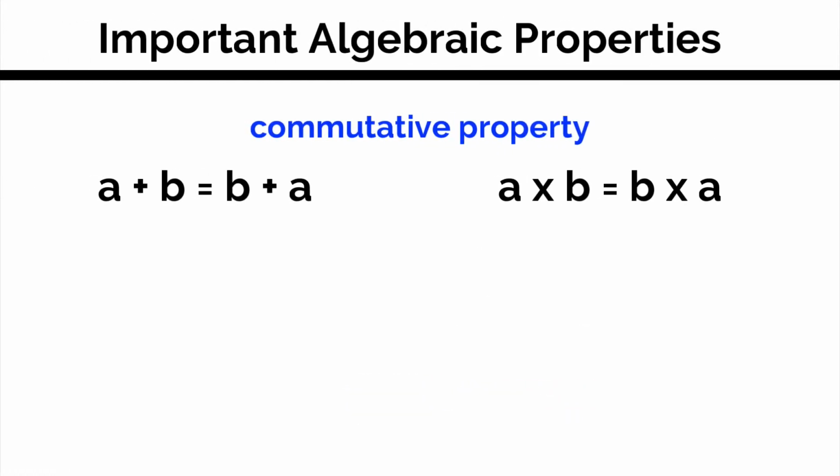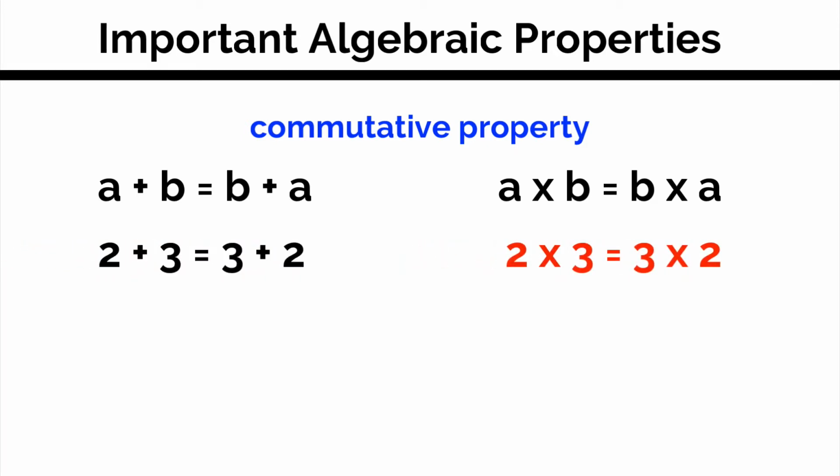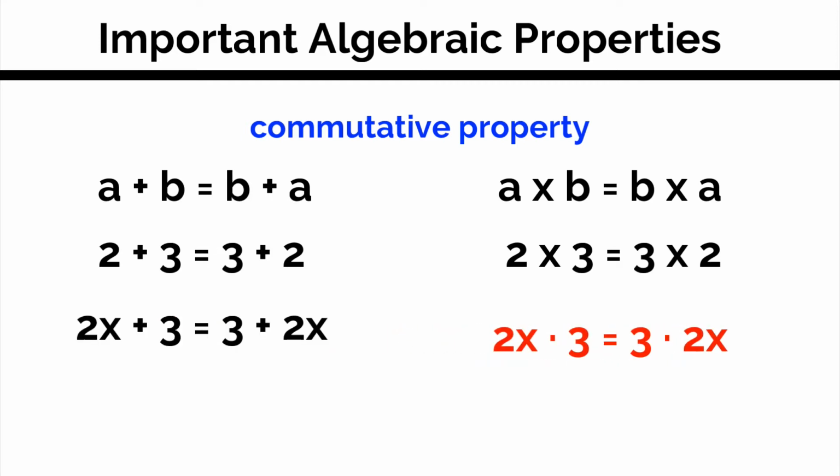Other properties that also apply include the commutative property for addition and multiplication. 2 plus 3 is the same as 3 plus 2. 2 times 3 is the same as 3 times 2. If these become algebraic terms, the commutative property applies the same exact way. The order in which we add or multiply algebraic terms is irrelevant. 2x plus 3 is the same as 3 plus 2x. And 2x times 3 is the same as 3 times 2x.